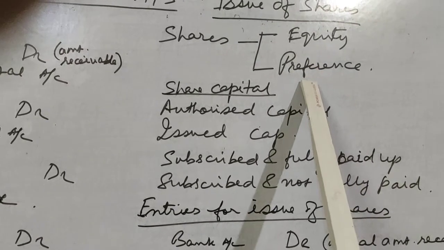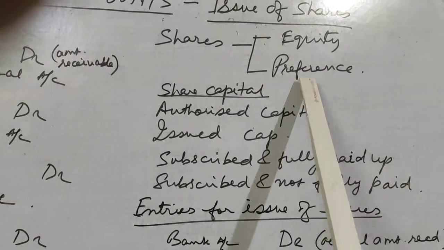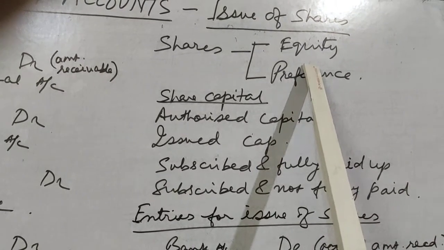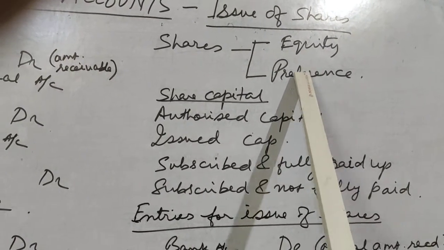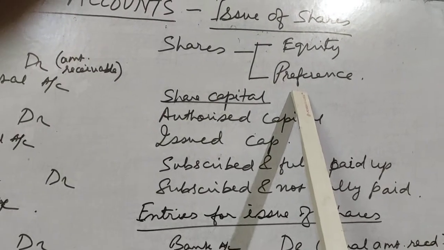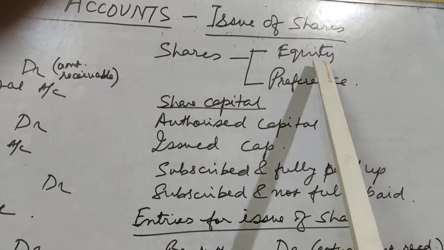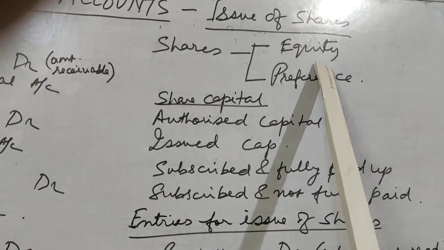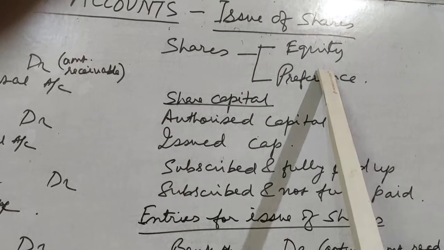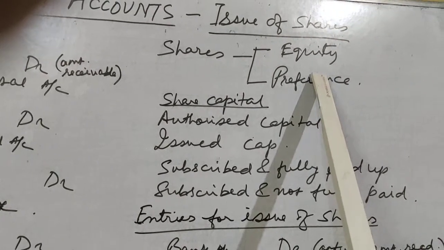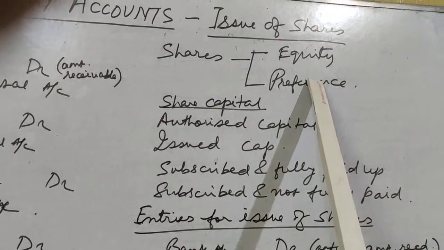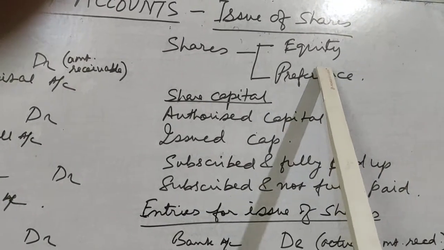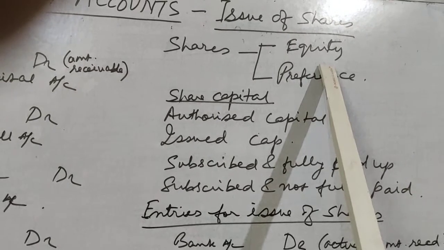Whereas preference shareholders get a fixed rate of dividend, equity shareholders' dividend depends on the profits that are available after paying dividend to preference shareholders. So the rate of dividend on equity shares varies. If the profits are more, then they get a higher rate of dividend. And if the profits are lower, then they get a lower rate of dividend. And sometimes they may not get any dividend at all, when the company does not earn any profits.